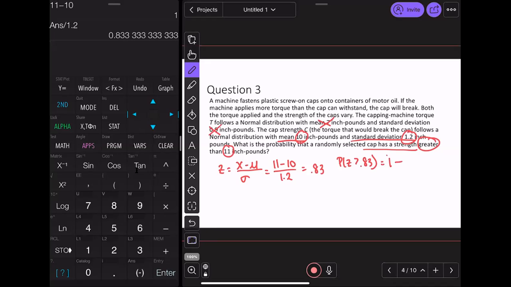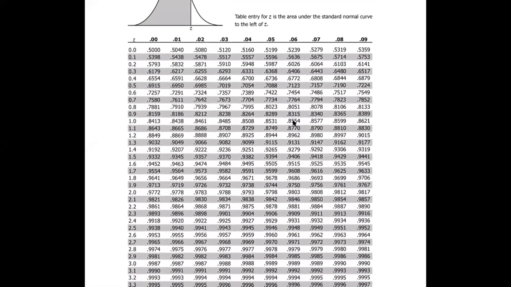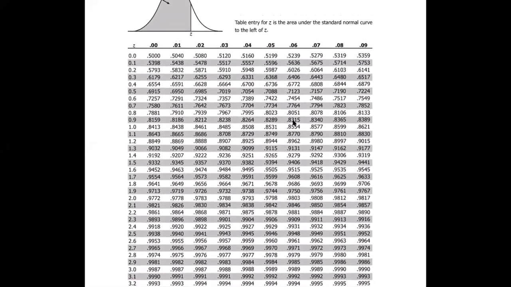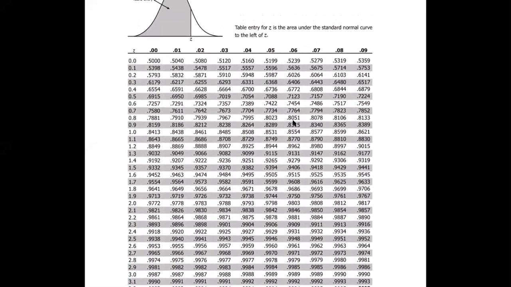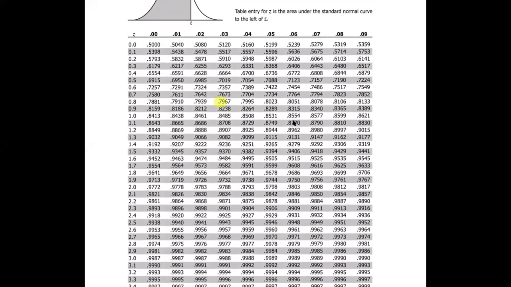So we're going to look at our z-score table, which, let me pull that up. Okay, so here's my z-score table. We're looking for 0.83. And if you guys don't have your z-score table, like you left it at school, you can always just Google z-score table and you'll find it. So we're looking for 0.83, which is going to be right here.